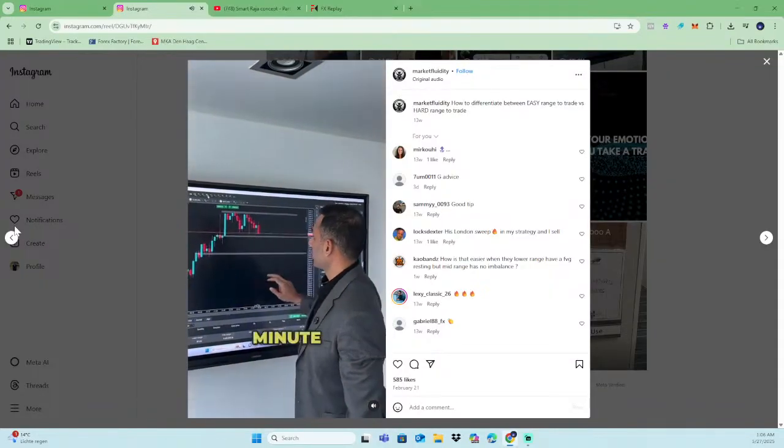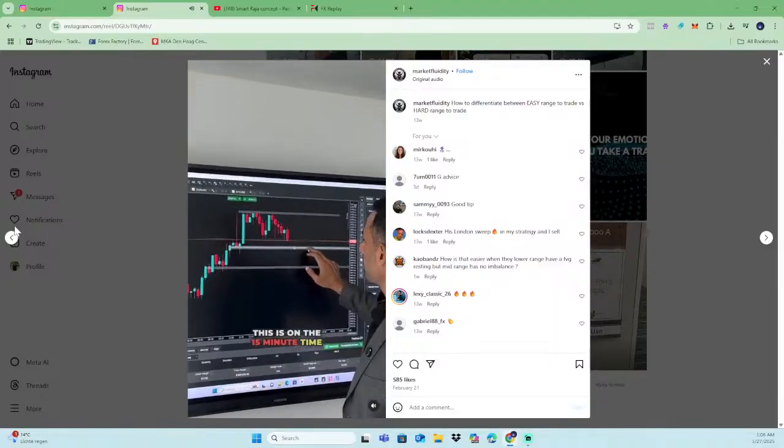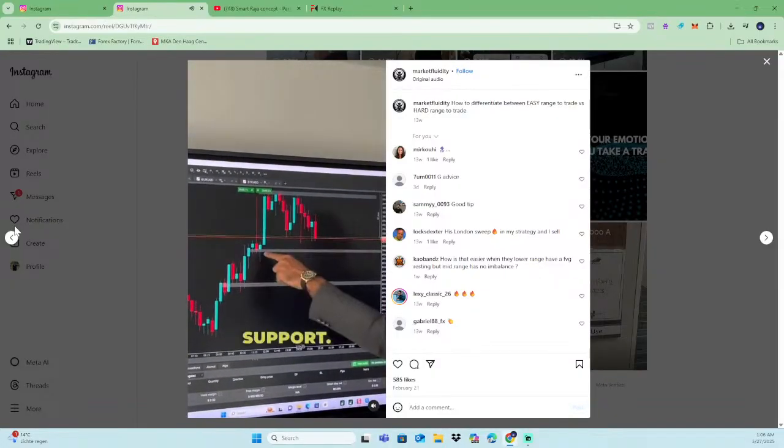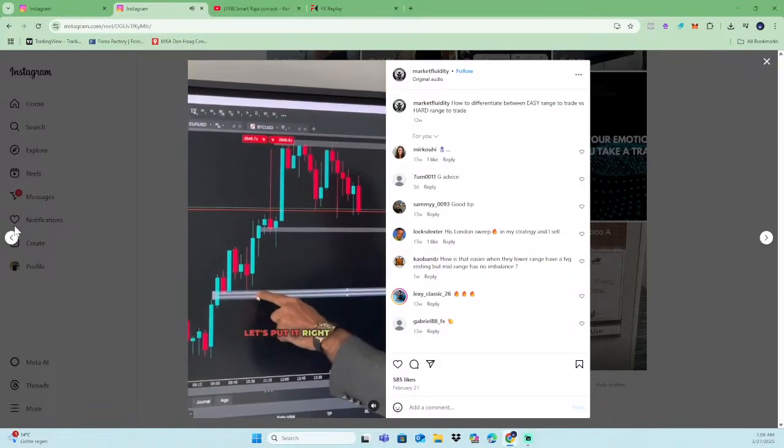Looking at the 15-minute now, right? Now look, this is on the 15-minute time frame. Looking to the left-hand side, what do you see? We see that there's a support, and now you have another support. Let's put it right down over here.